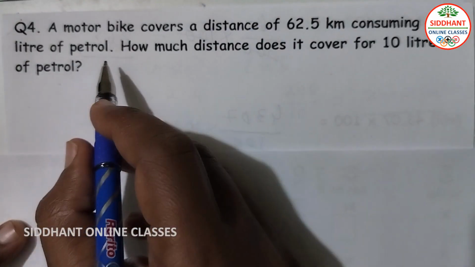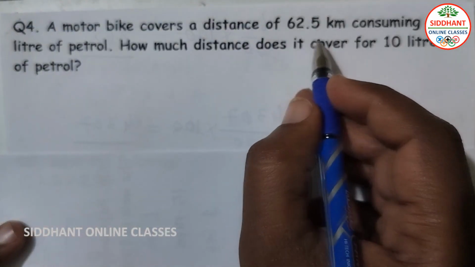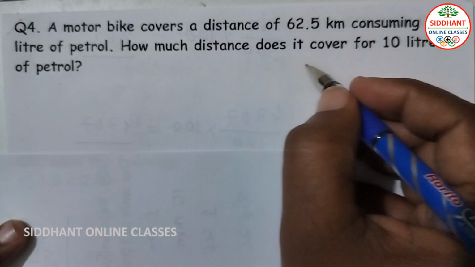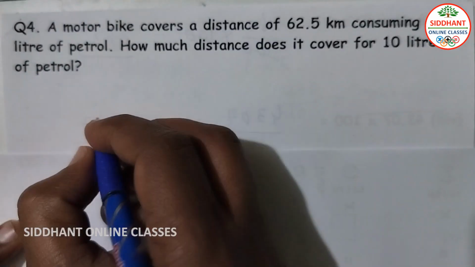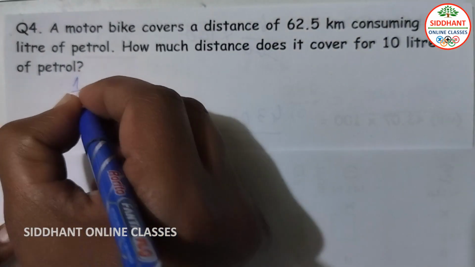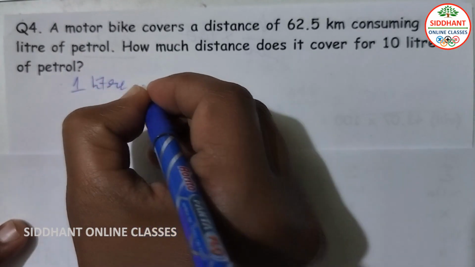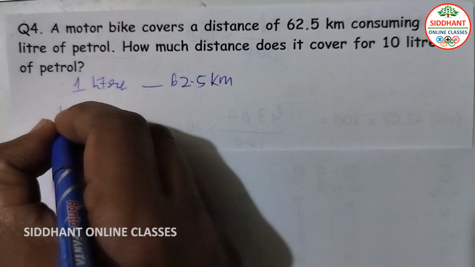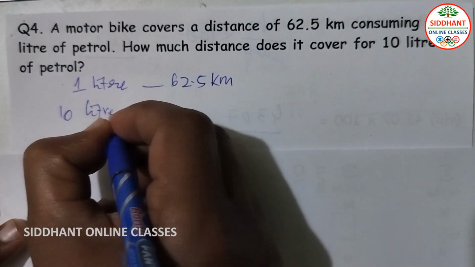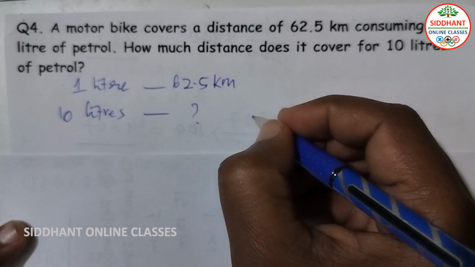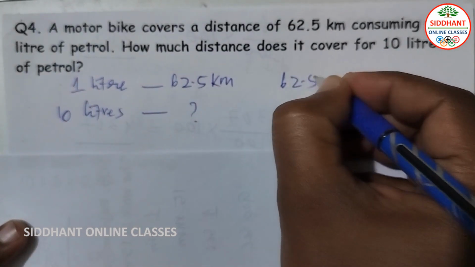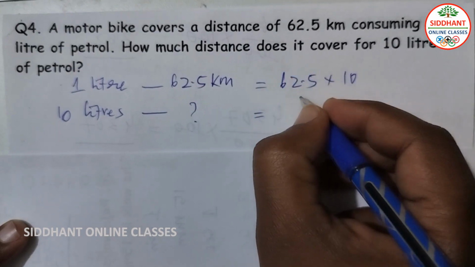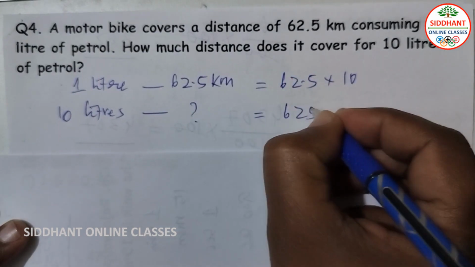Question number 4. A motorbike covers a distance of 62.5 kilometers consuming 1 liter of petrol. How much distance does it cover for 10 liters of petrol? So for 1 liter, it covers 62.5 kilometers. For 10 liters, how much? Then 62.5 into 10, so that equal to 625 kilometers.